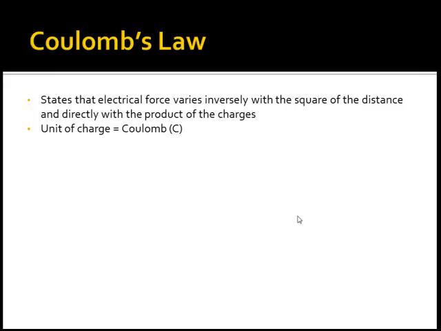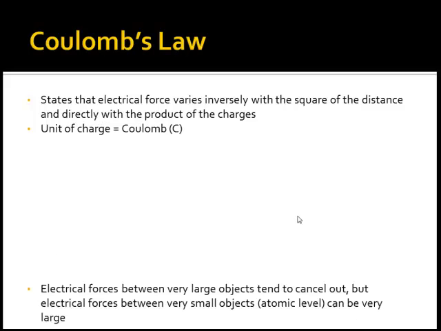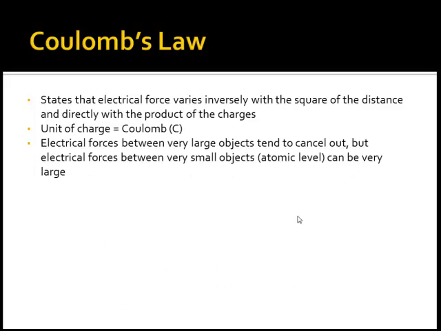So the unit of charge is called the coulomb. You heard me mention it earlier, and we use a capital C for the coulomb. And the electrical forces between very large objects tend to cancel out, but electrical forces between small objects can be very large. So, for instance, the electrical forces between me and the ground are very large, so the electrical forces within us cancel each other out. But if you have 2 very, very tiny objects at the atomic level, that's when you're going to experience these very large electrical forces. Although I will say that the electrostatic force keeps you from falling through the floor.